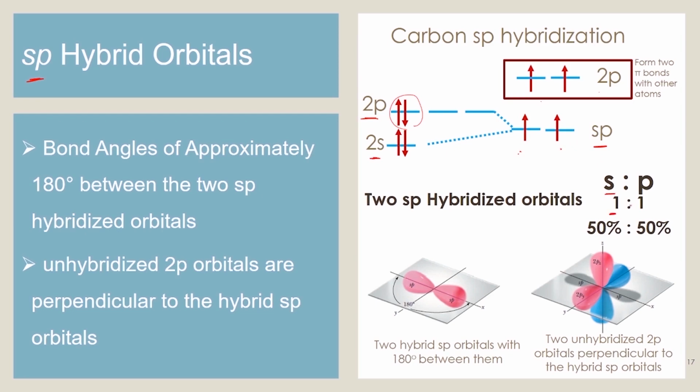The hybridization of one s and one p orbitals results in two sp orbitals with 50% s character and 50% p character. The angle between the two hybridized orbitals is 180. You can see both sp orbitals are on the same plane, and the two unhybridized 2p orbitals are perpendicular to the sp hybridized orbitals. One important note is that the two unhybridized 2p orbitals are the ones that form the pi bonds. Here we have two unhybridized 2p orbitals, so we expect two pi bonds.